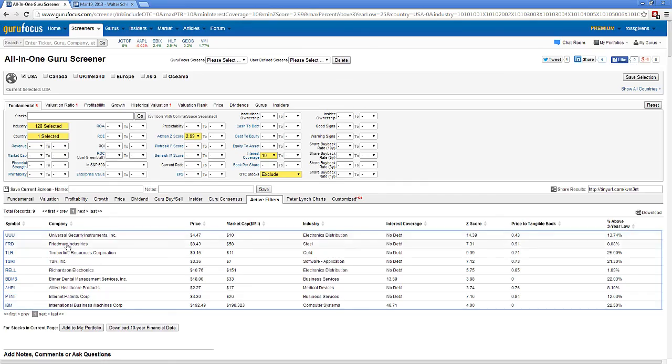Okay, Universal Security, Friedman Industries, Timberline Resources. And so from here, now you've got a nice concentration of stocks to look for if you're trying to buy cheap stocks like Walter Schloss did. Okay, if you want to focus on that area of the industry.